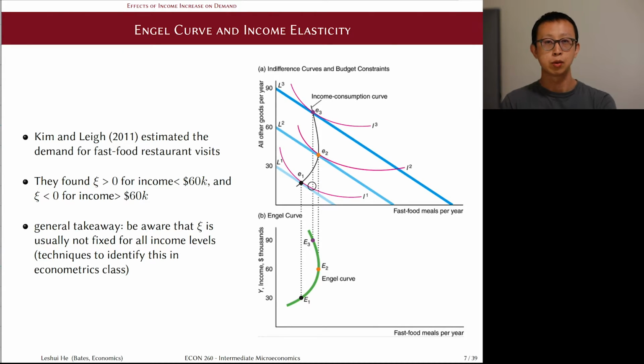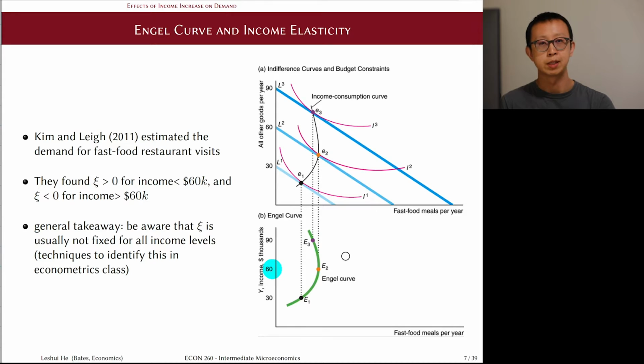If we plot the Engel curve for this case, we would have a backward bending Engel curve, which illustrates the same idea. As income increases, quantity demanded increases, but beyond a certain income level of $60,000, the elasticity becomes negative, the demand starts to decrease as the income increases further, leading to this backward bending Engel curve.